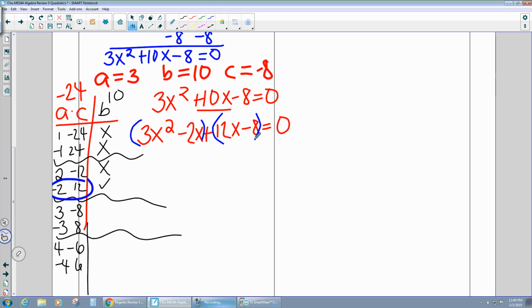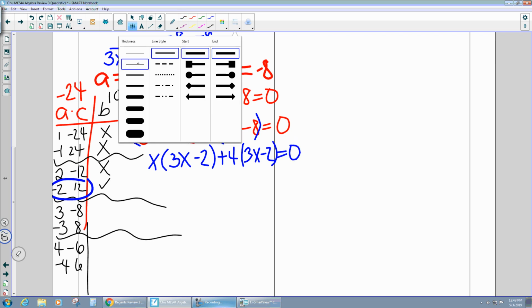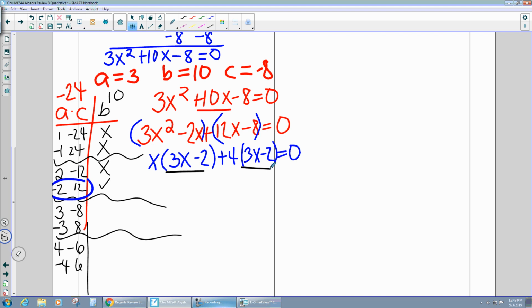The only thing I can factor out from the first two terms is x, and you're going to be left with 3x minus 2. And then you can factor out a positive 4 from your last two terms, and you're going to be left with 3x minus 2 equals 0. So again, a good check for myself is that inside the parentheses, I have the same thing. Okay, I have the same factor. That becomes one of your factors, 3x minus 2. And your other factor is everything that's left over, which is x plus 4. This is equal to 0.